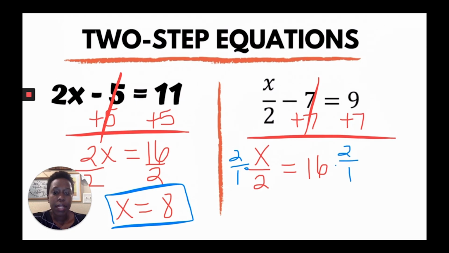Whenever I do that on the left, I get just 1x. And then on the right, 16 times 2 is 32. And that is it for these 2 problems.